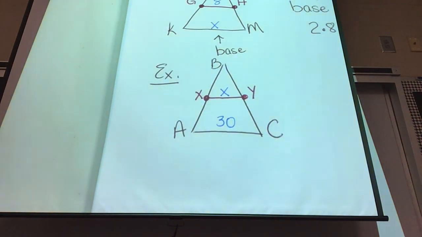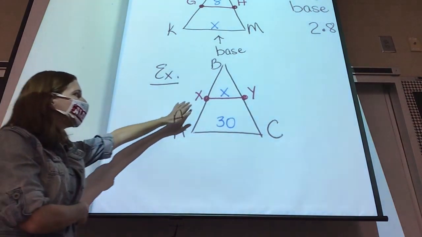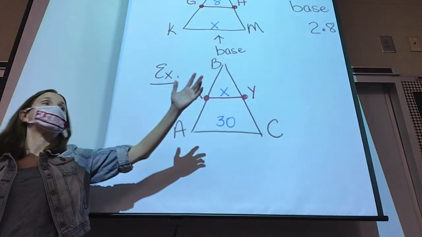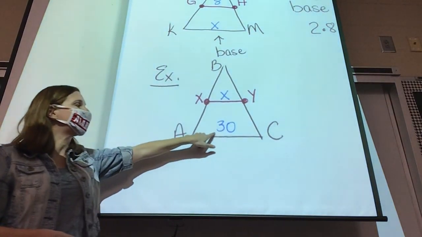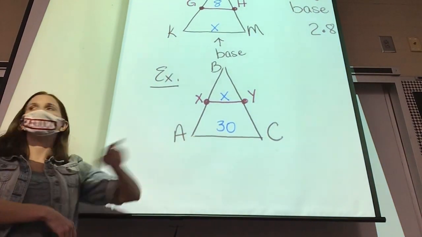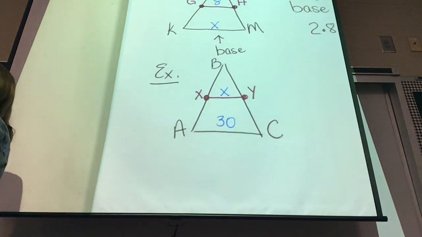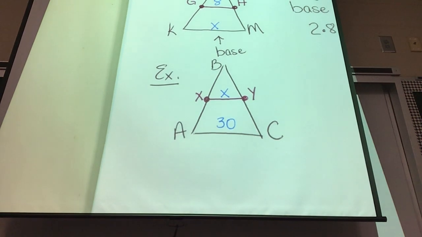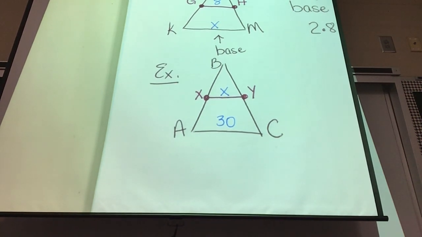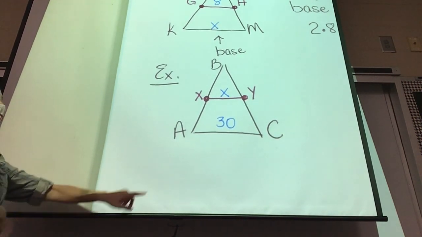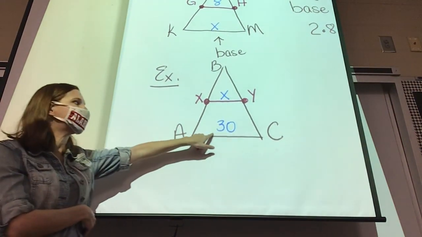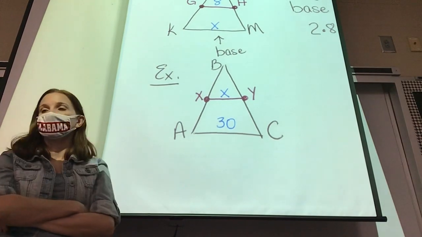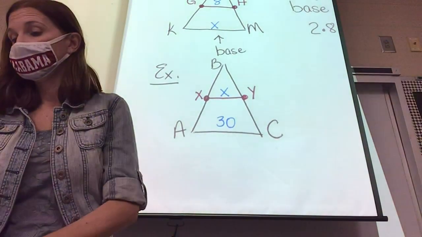I've told you that the mid-segment, the segment in the middle, is X. I don't know what it is. But I told you that the base is 30. Now, what did I tell you to do if you want to find the mid-segment? You have to half the base. You have to half it. So all I have to do is half this, or multiply it by 1/2, multiply it by 0.5. That's all you got to do.